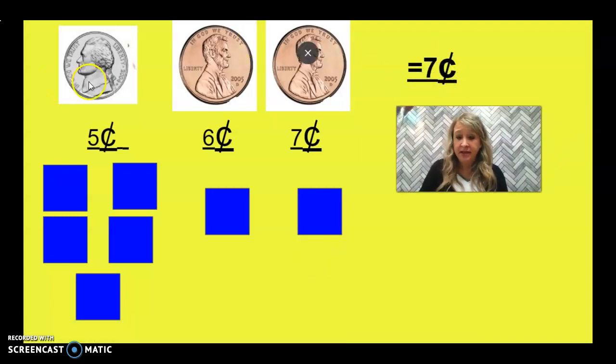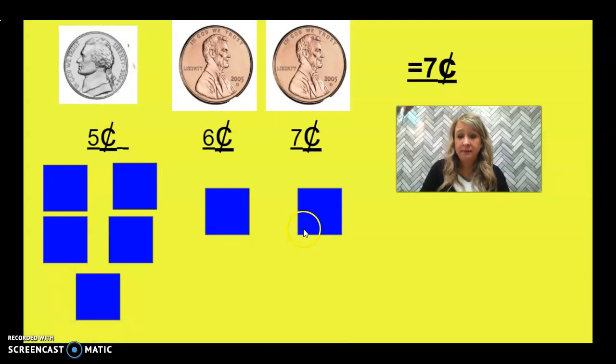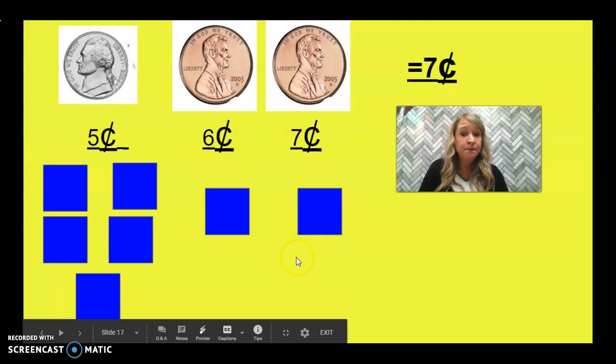When we have a nickel, we count by fives, and then we can count on 2 more with our pennies. 5, 6, 7. Or we can count our units. We can write 5 units for the nickel and 1 unit for each penny, giving us how many in all? 7 units or 7 cents for the money. Very good.